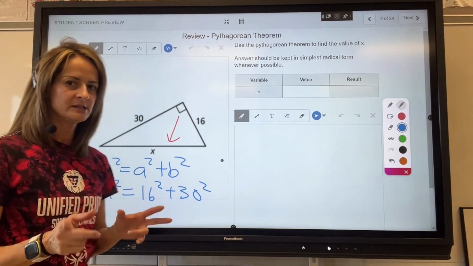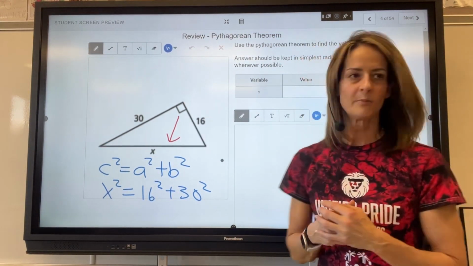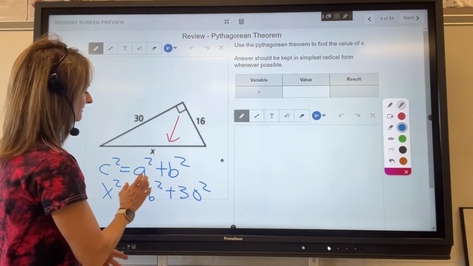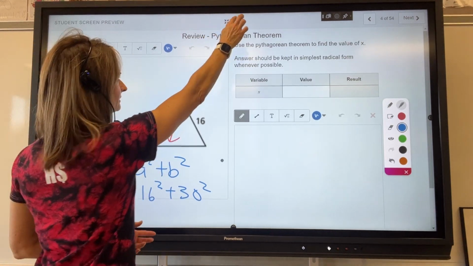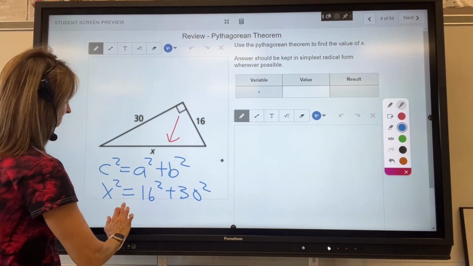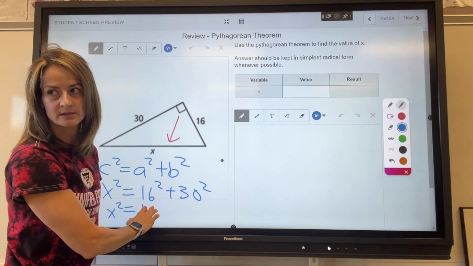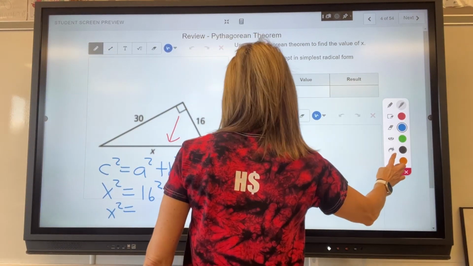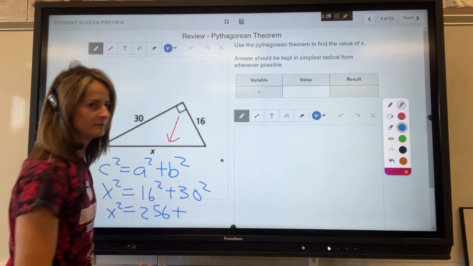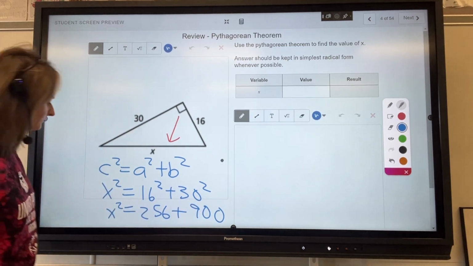Now, this is where I see mistakes with the Pythagorean theorem, okay? So, order of operations. You need to square the numbers first before you can add them together. So we have to do 16 squared, and we've got a calculator. I can't use my calculator. Yeah. So what's 16 squared? It's 196, isn't it? No, what is it? No, that's 14 squared. 256. What's 30 squared? 900. Now, add those two numbers together. What do you get?